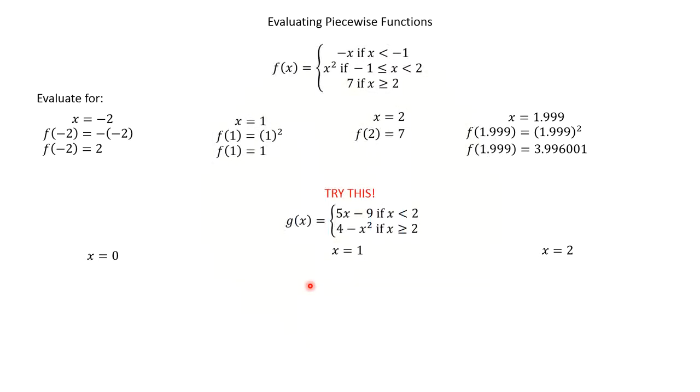All right, ready to take a look at these? So, plugging in 0. Well, 0 is less than 2, so we'd plug it into this one. G of 0 equals 5 times 0 minus 9. Well, that's 0, so it's just negative 9.